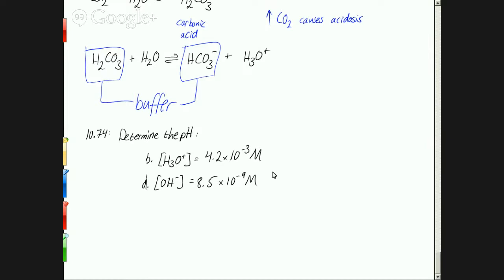pH 3? It is not. It would be 3 if the concentration were just 10 to the minus 3, but it's 4.2 times 10 to the minus 3. So in this case, this is going to be a calculator problem. You're right, we need the negative log of that whole number. So you do the negative log of 4.2 times 10 to the minus 3 to find the pH, let me write this down here. I thought we just took the.